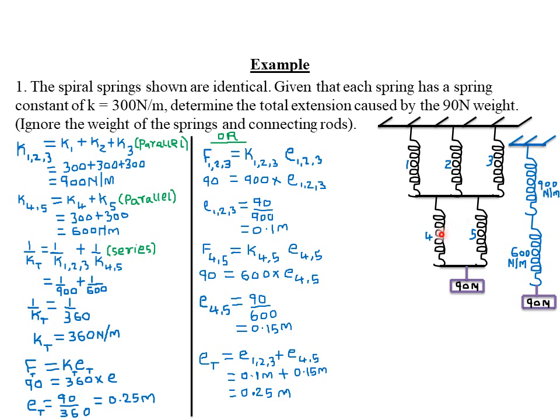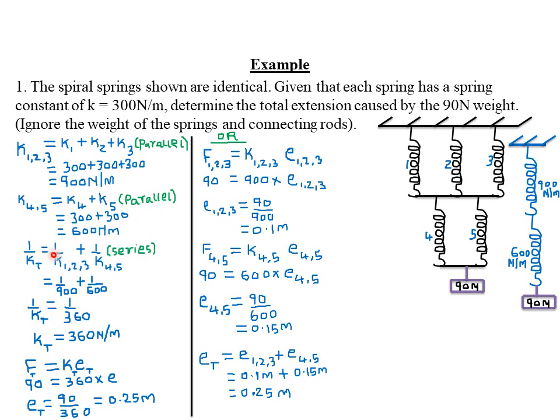Now remember, springs 4 and 5 are also parallel to each other. To find the effective spring constant for springs 4 and 5, we also take the summation of their individual spring constants. But you are told that the springs are identical and each has a spring constant of 300 Newton per meter. Therefore, the total spring constant for K4 and K5 is K4 plus K5, which equals 300 plus 300, which gives us 600 Newton per meter, or Newton meter power -1, because they are also arranged in parallel.